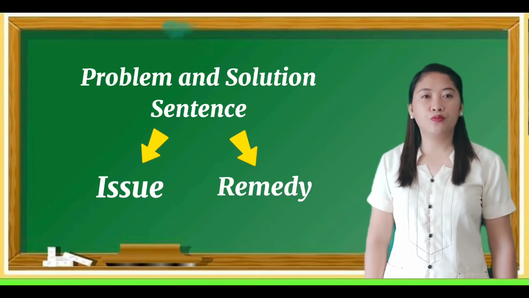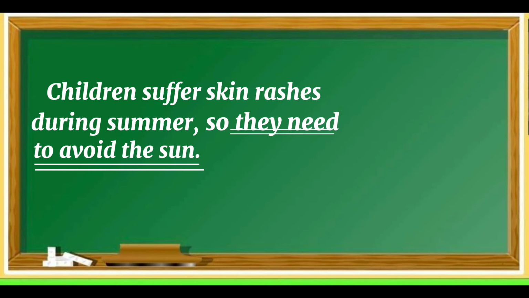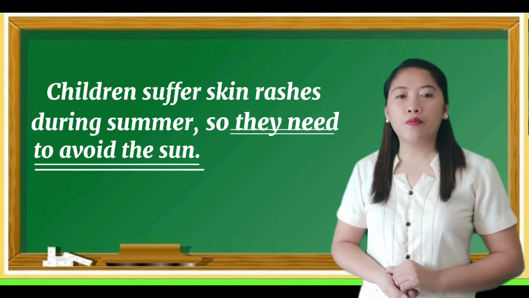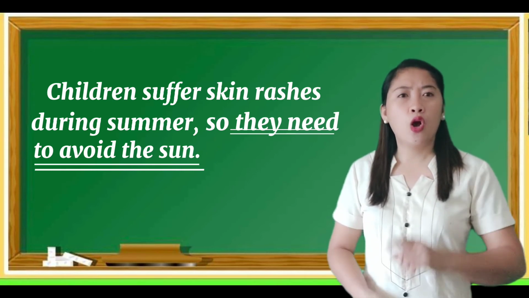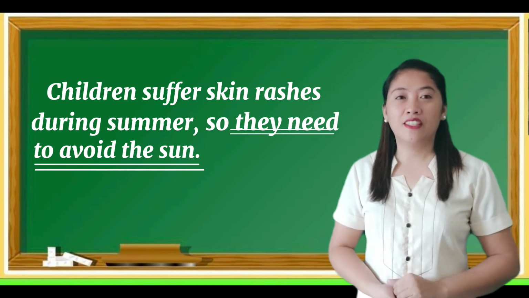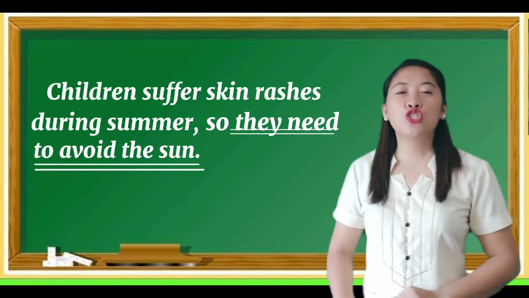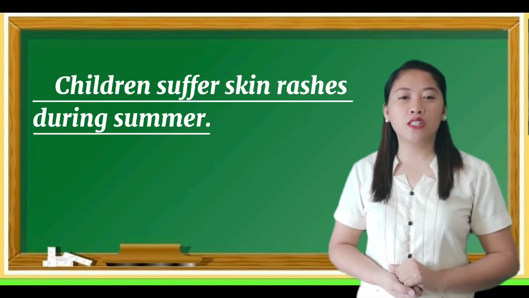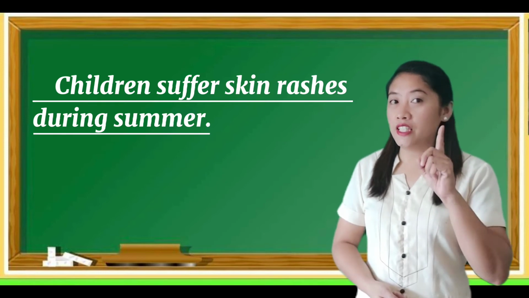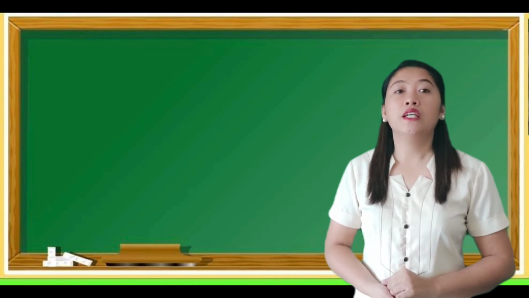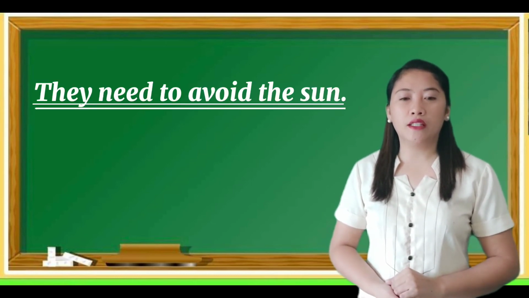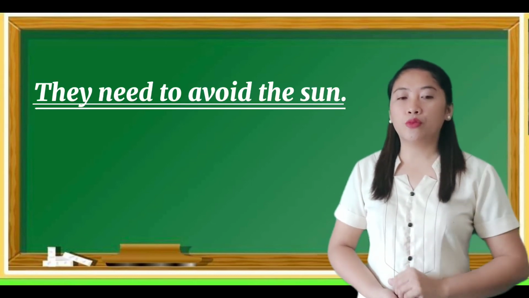A problem and solution sentence is a sentence pattern where there is a concerning issue and remedy to the said issue. Study this sentence. Children suffer skin rashes during summer, so they need to avoid the sun. What happened? That's right. Children suffer skin rashes during summer. That is the problem. What did they do? They need to avoid the sun. That is the possible solution.